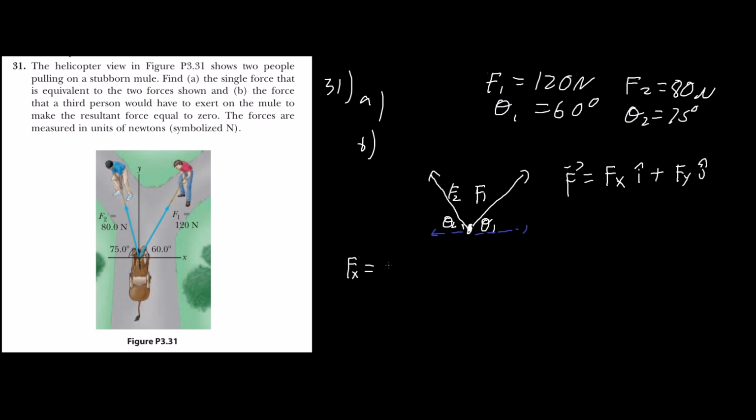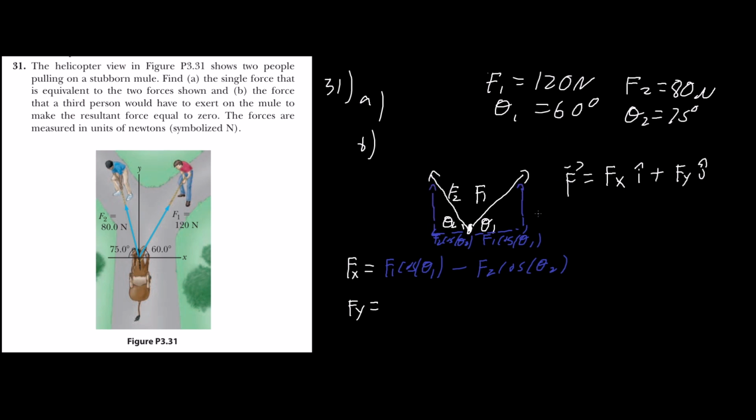So F of X is going to be F1 cosine of theta 1. Notice that this is what we're looking for, this component right here. And then we're going to subtract, because we're going in the opposite direction, F2 cosine of theta 2. So notice, folks, that all we're doing is adding the components. That's what vectors are, folks. That's what trigonometry is. It's just getting those components, and that's F of X. F of Y is going to be the same thing. We're going to take the F y components and add both of these guys.